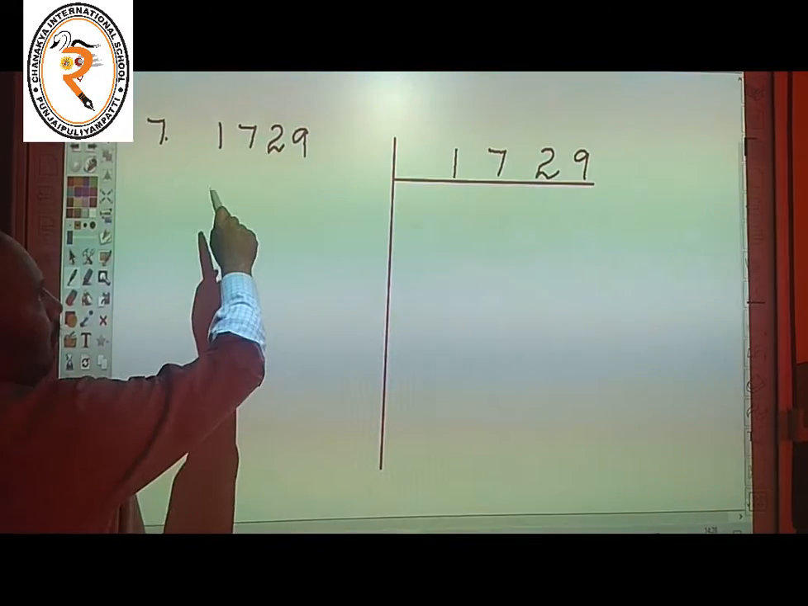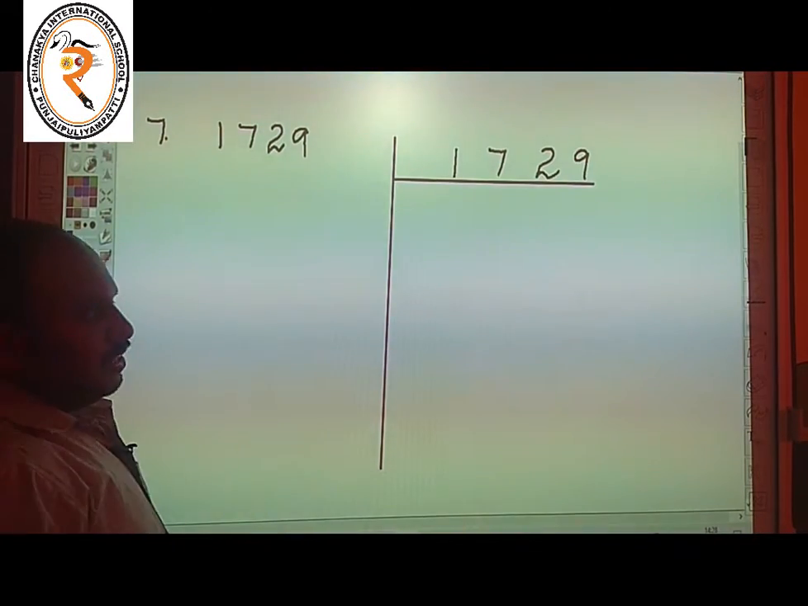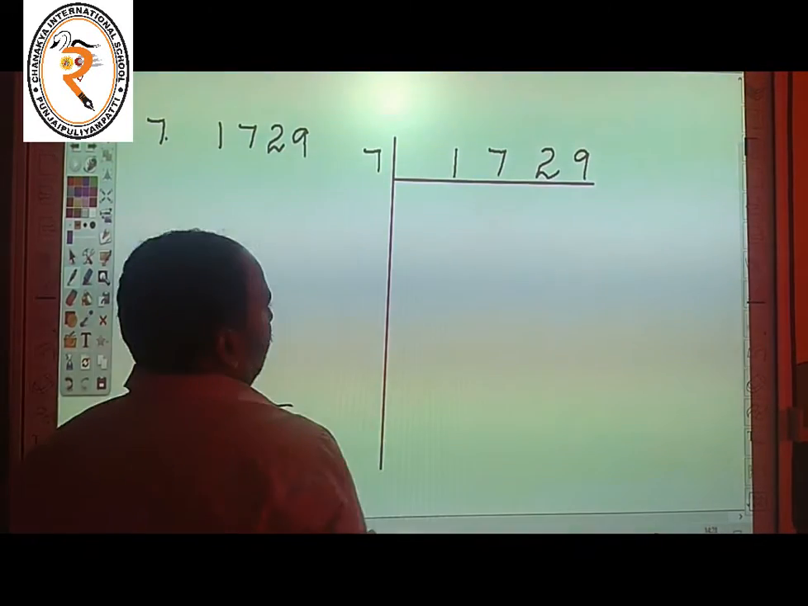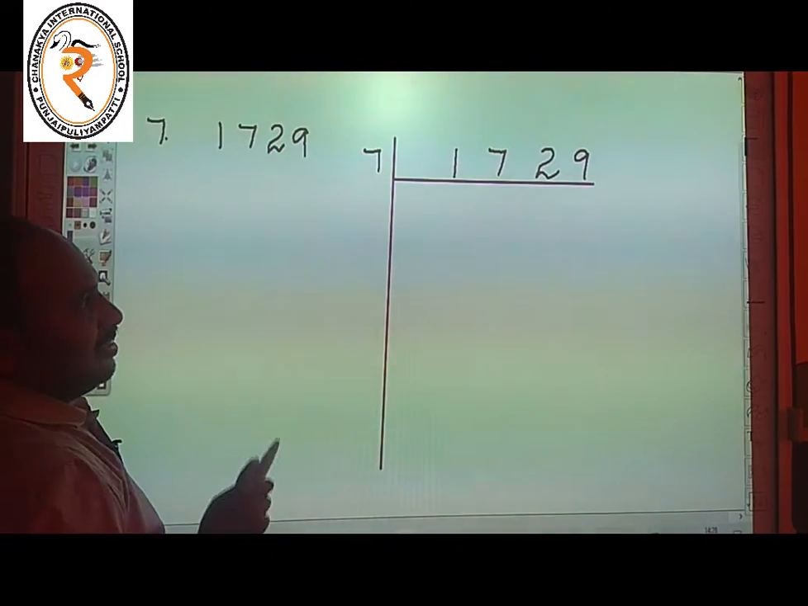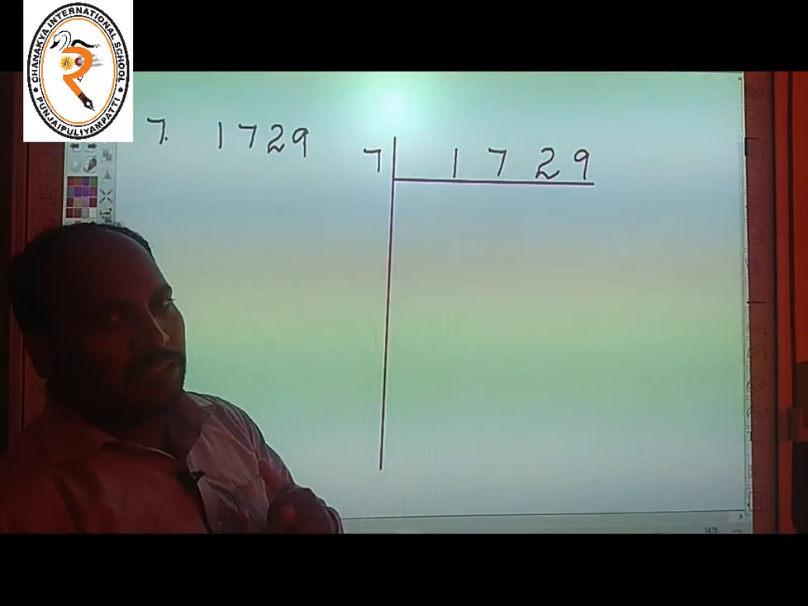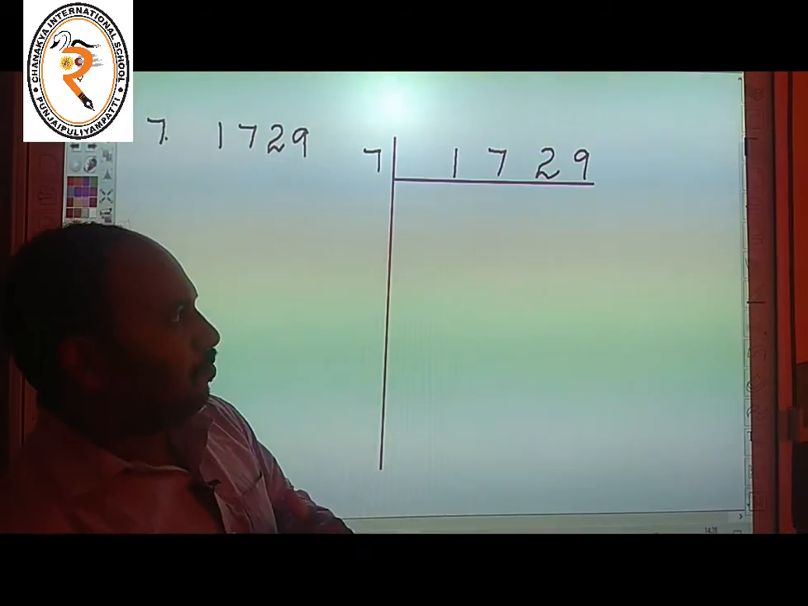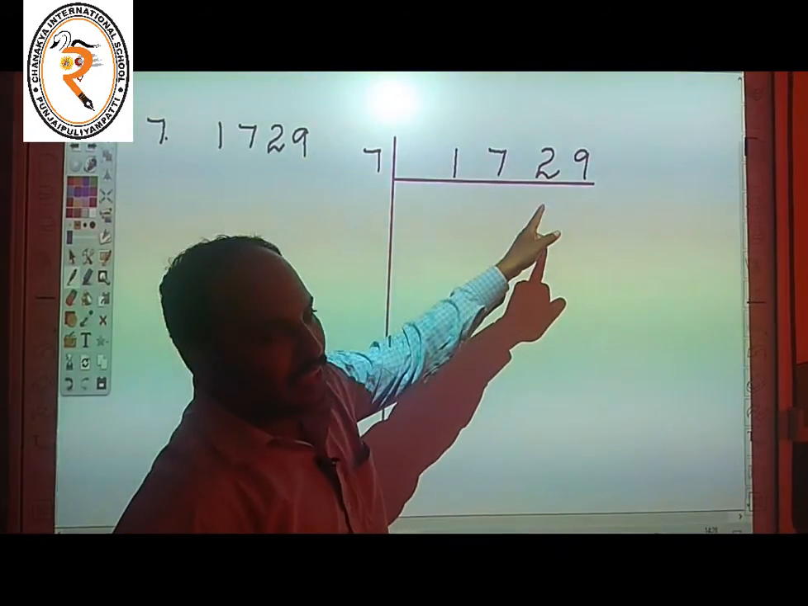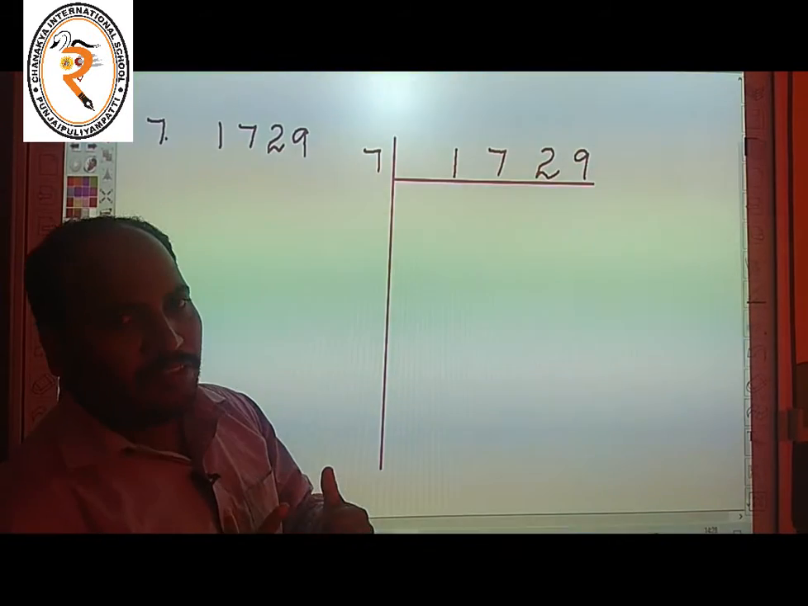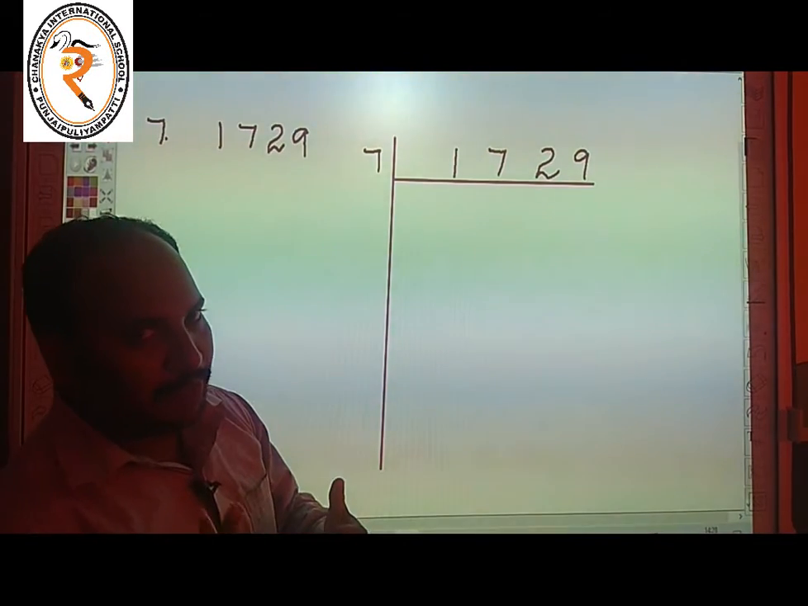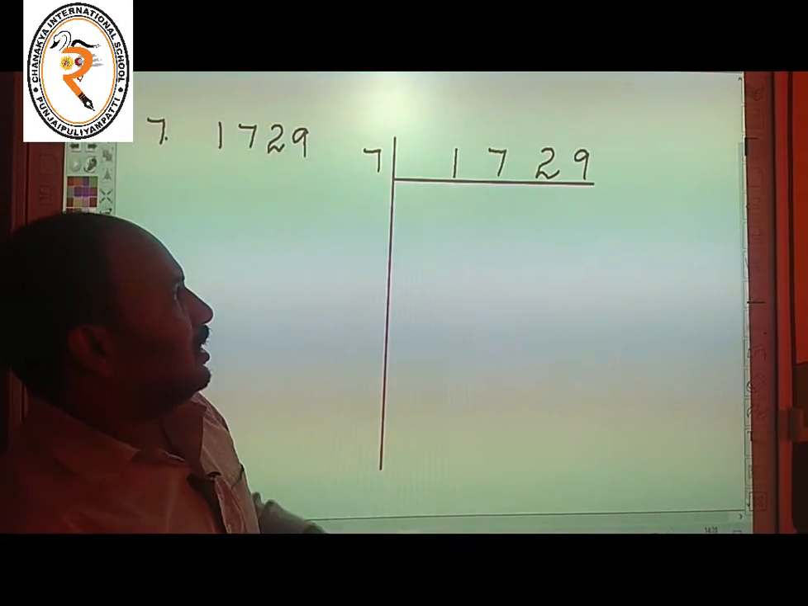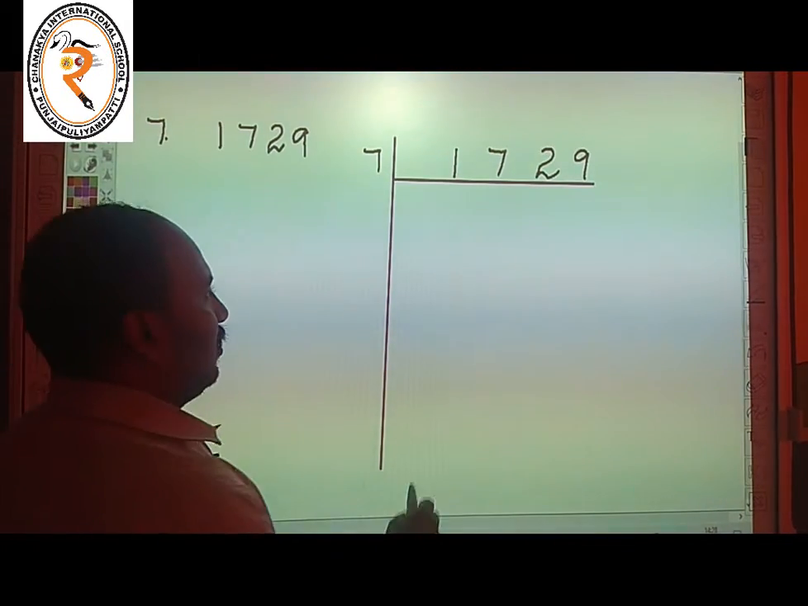Again listen here. 1729. First you take the prime number 7, because 1729 is not divisible by 2, 3, 5. 2, 3, 5 are prime numbers. It is not divided by 2, 3, 5. It is only divided by 7.